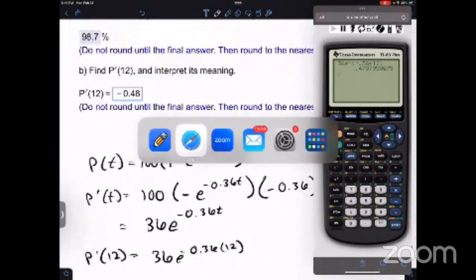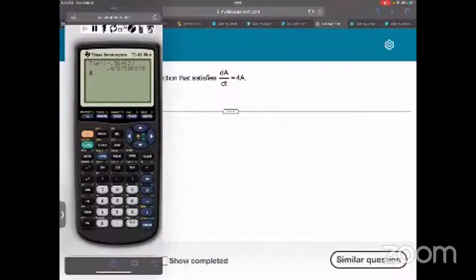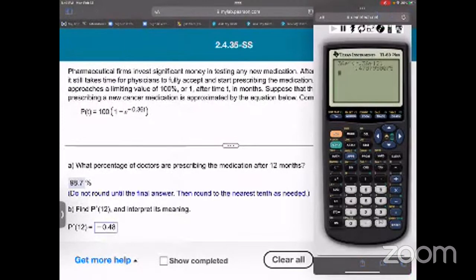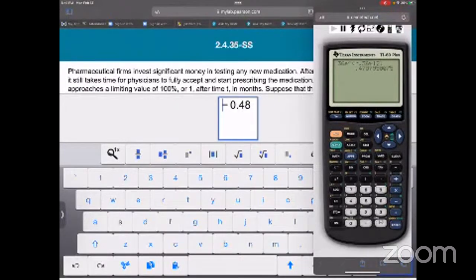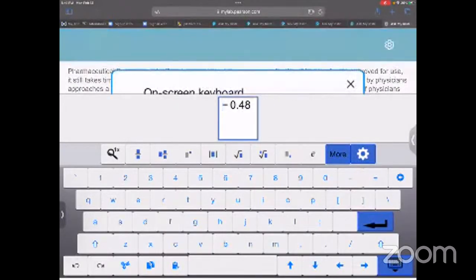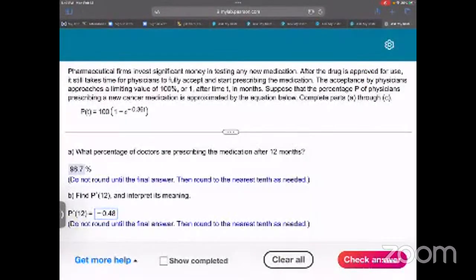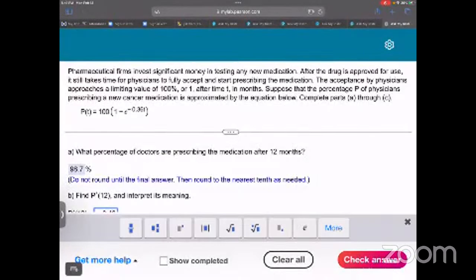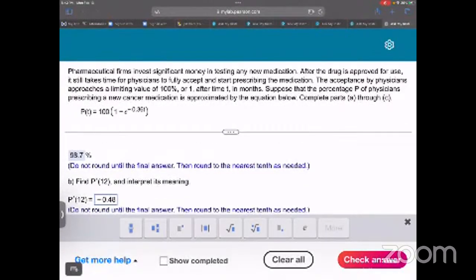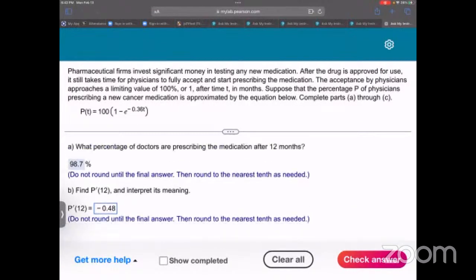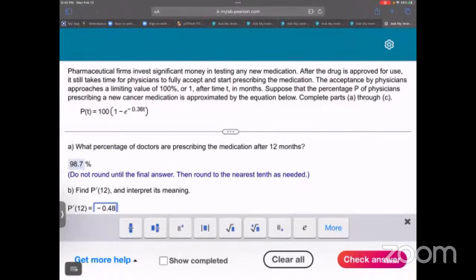24.35. Let's see. I think it's like this one. There it is. Okay, so this one looks like it's still doing this thing. And it's sent off. I don't know why it keeps popping up. I think we got 0.5, a positive 0.5. So let's just put 0.5.